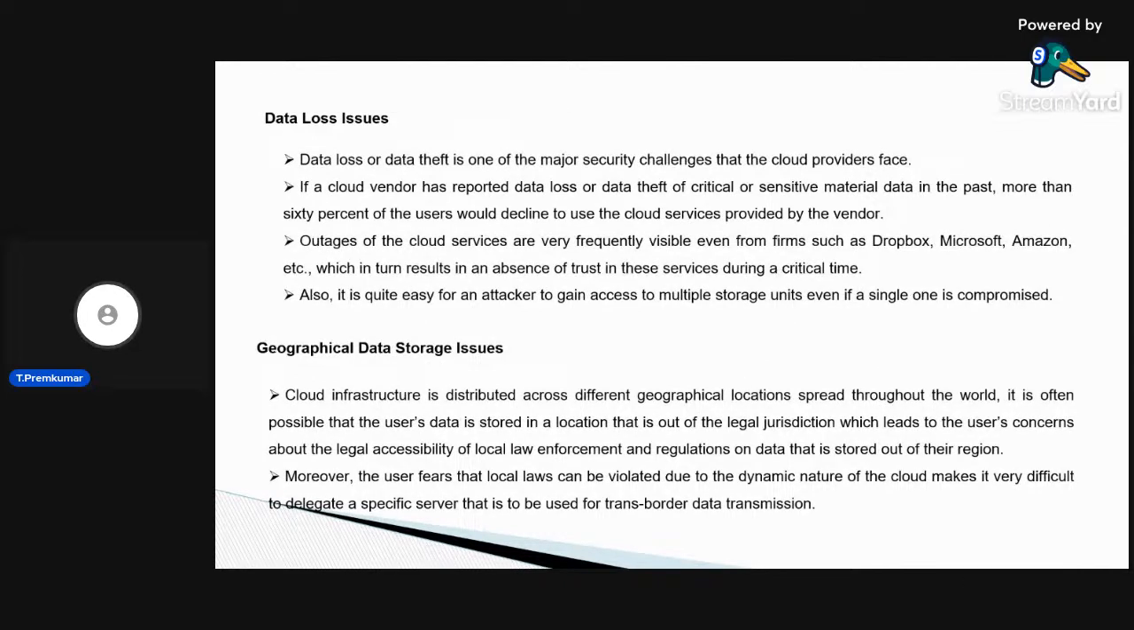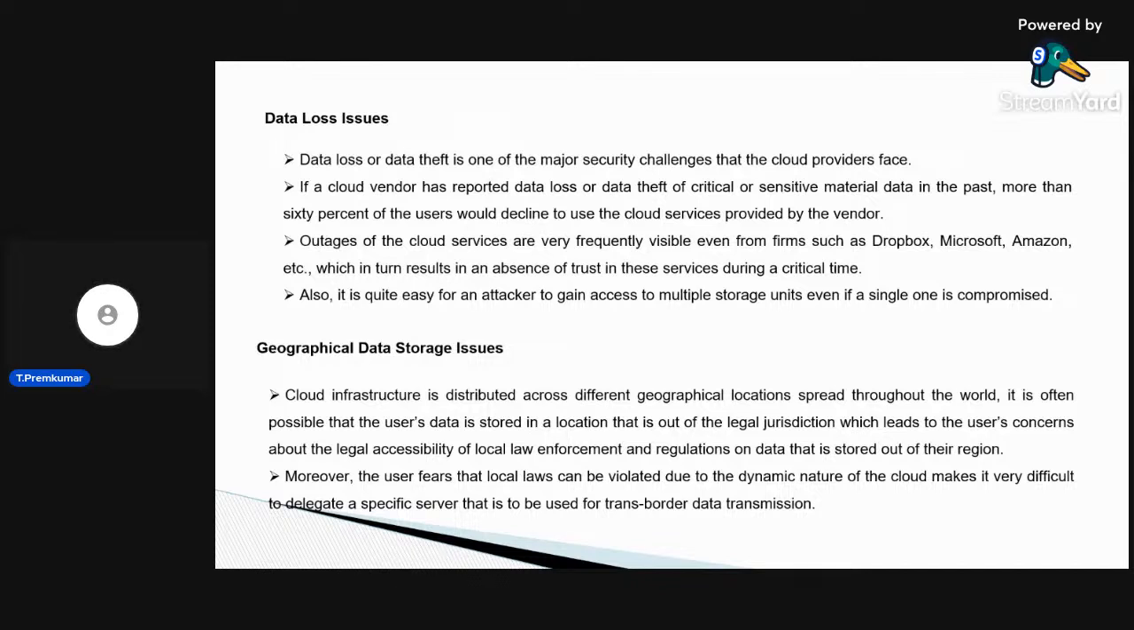In the case of data loss issues, data loss or data theft is one of the major security challenges that cloud providers face. If a cloud vendor has reported data loss or data theft of critical or sensitive data in the past, more than 60% of the users would decline to use the cloud services provided by that vendor.